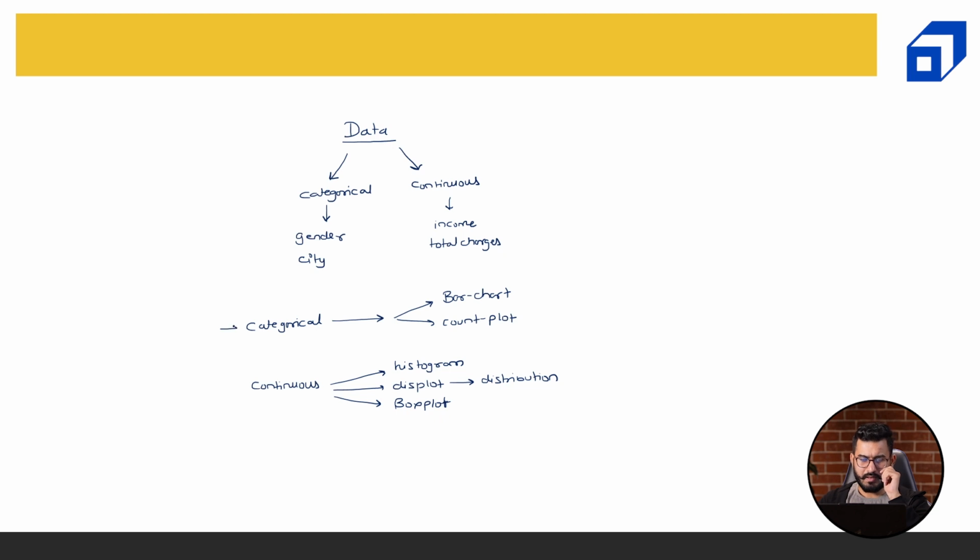So we'll be looking at examples of all these things and how we can plot, let's say, two categorical variables and how we can plot two continuous variables. We'll talk about all of these. So let's directly jump to our Google Colaboratory.